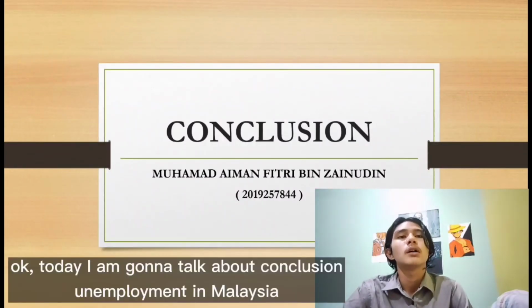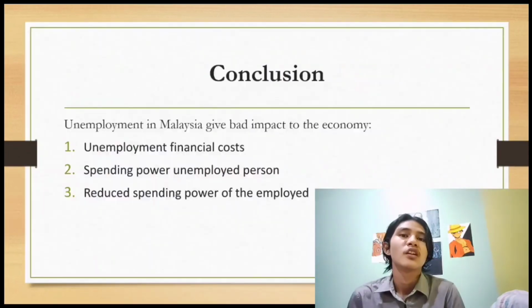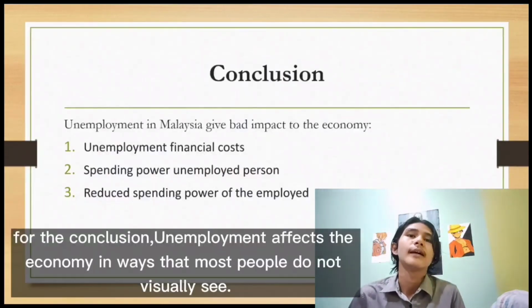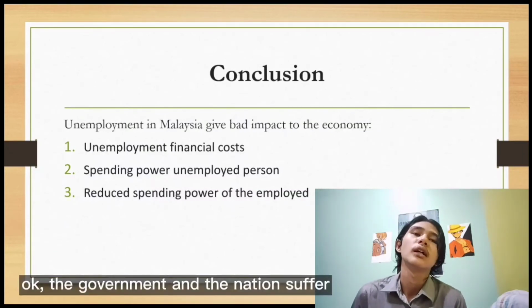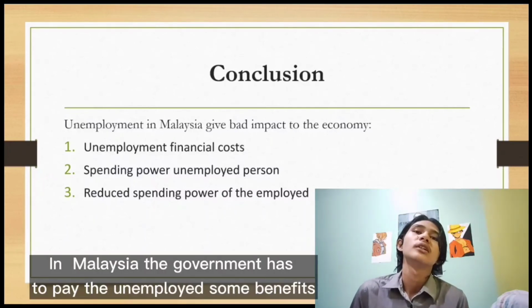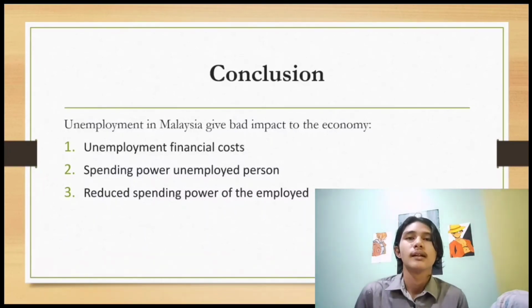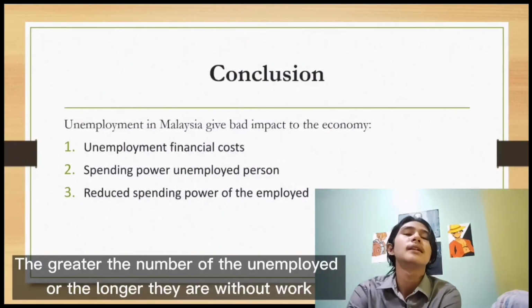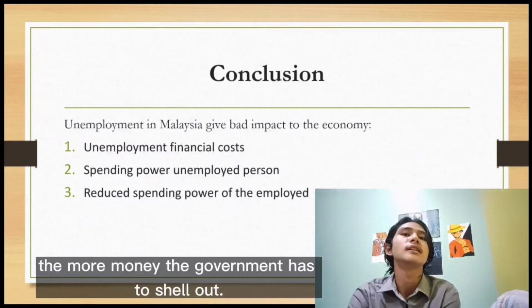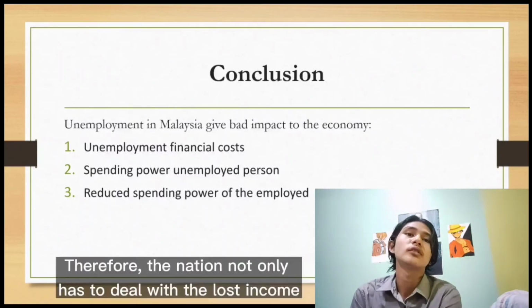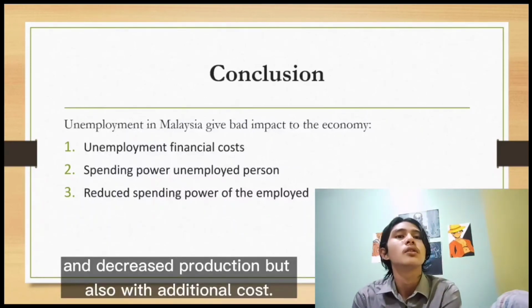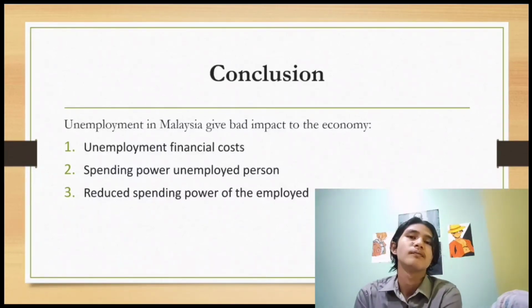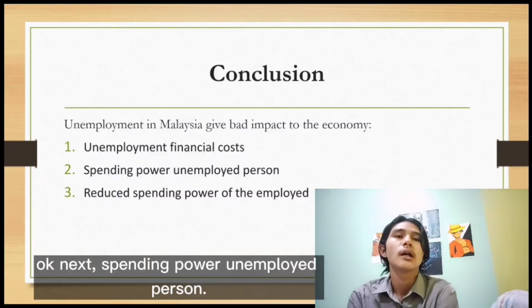Okay, today I'm going to talk about the conclusion on unemployment in Malaysia. For the conclusion, unemployment affects the economy in ways that most people do not visually see. Financial costs: the government and the nation suffer. In Malaysia, the government has to pay the unemployed some benefit. The greater the number of the unemployed or the longer they are without work, the more money the government has to shell out. Therefore, the nation not only has to deal with the lost income and decreased production, but also with additional costs.